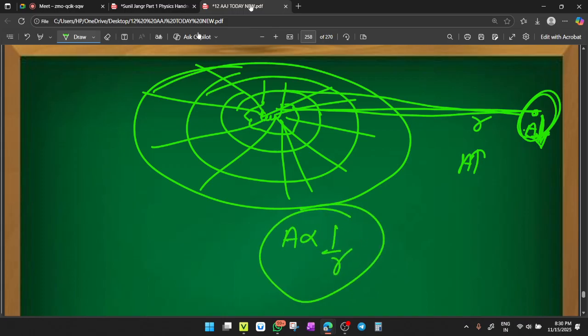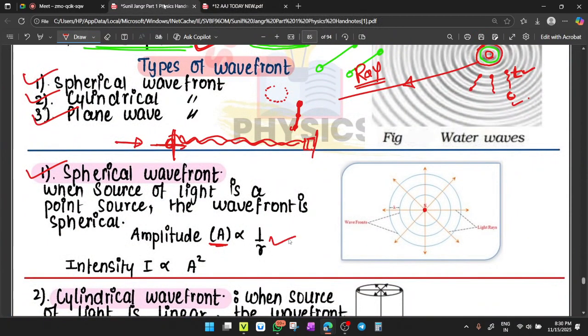So make a first point. For a spherical source, A is inversely proportional to R, and intensity is proportional to amplitude squared. What is intensity? Intensity means energy per unit area per unit second. This is energy. Clear? Okay. Intensity equals energy per unit area per unit second. So amplitude is inversely proportional to R.